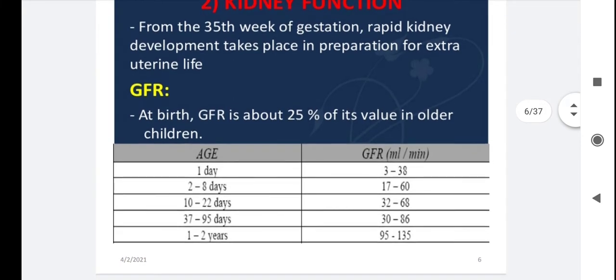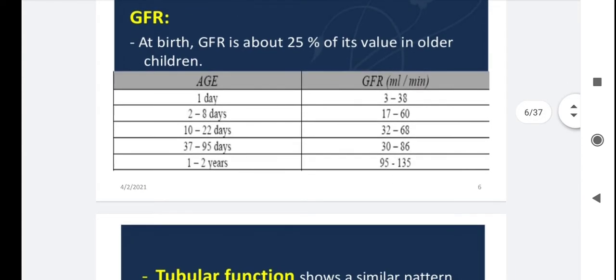Here in this table we can see that when we increase the age, the GFR is increased. It started from the first day. The normal GFR is 3 to 38 mL per minute, and when we reach 1 to 2 years, the GFR becomes 95 to 175 mL per minute.